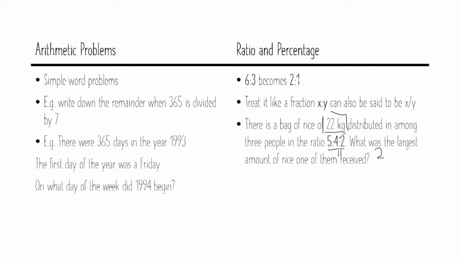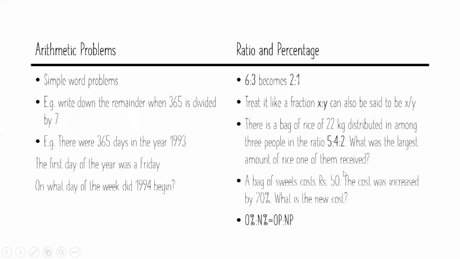Now since for every one section we have 2 kilograms of rice, let's see, for 2 sections, how much would we have? We'd have 4 kilograms of rice. And for 4 sections, we'd have 4 into 2, 8 kilograms of rice. And for 5, we'd have 10 kilograms. And when you add 10 and 8 and 4, you get 22 kg. So what was the largest amount of rice one of them received? It's 10, obviously. The one who had 5 portions gets 10 kilograms because every portion receives 2 kilograms of rice.